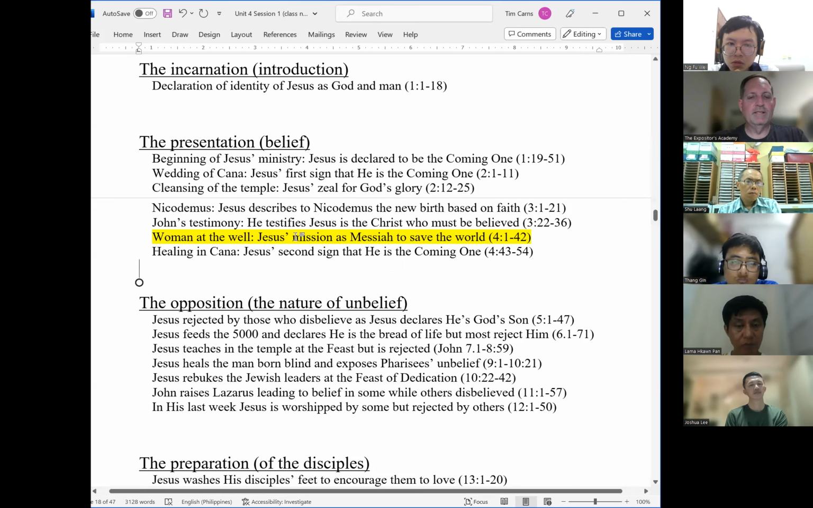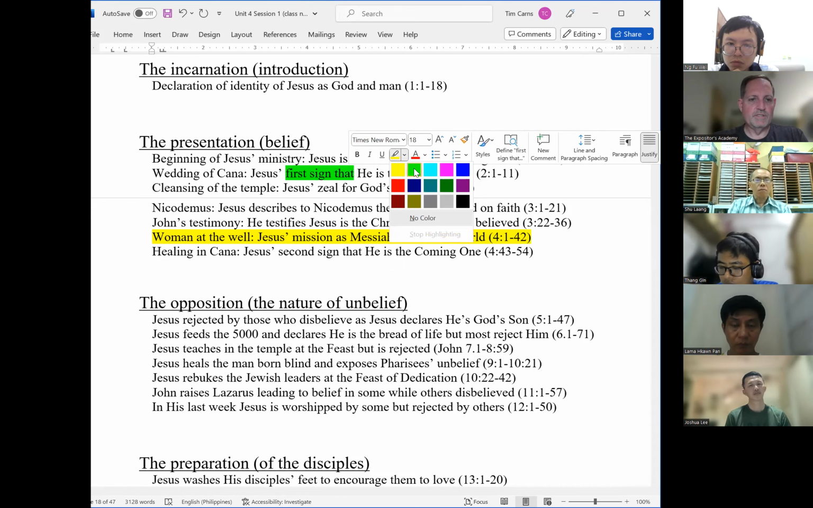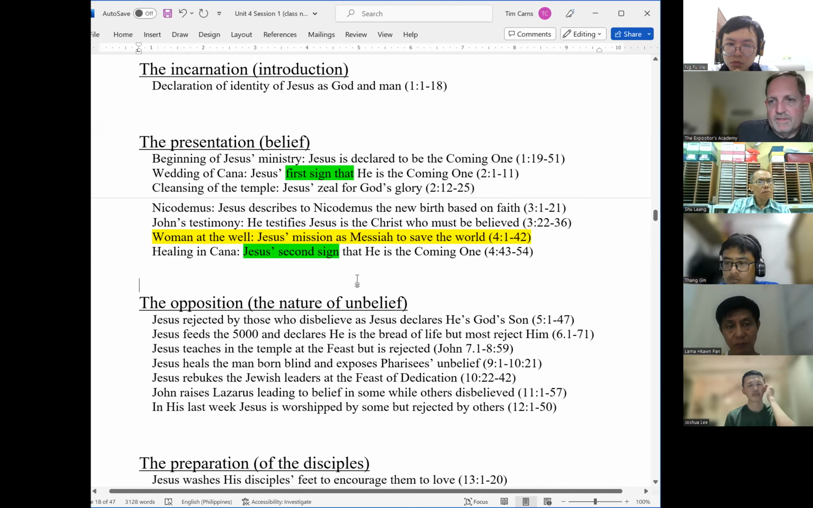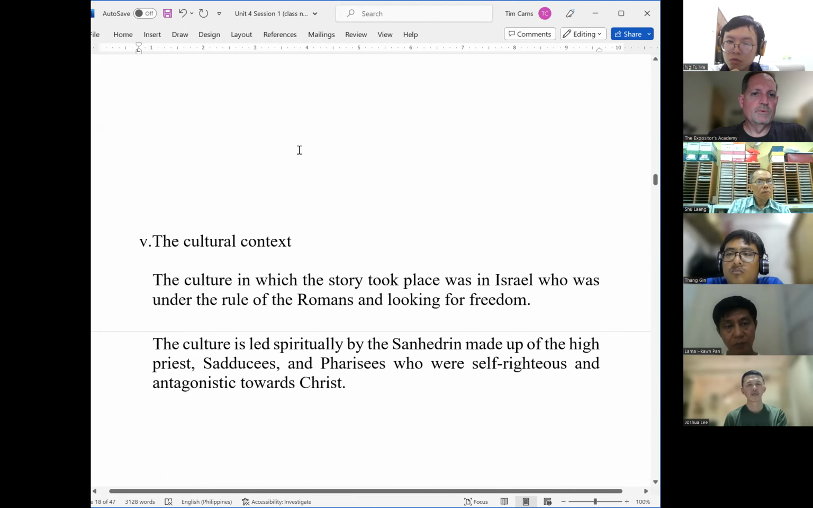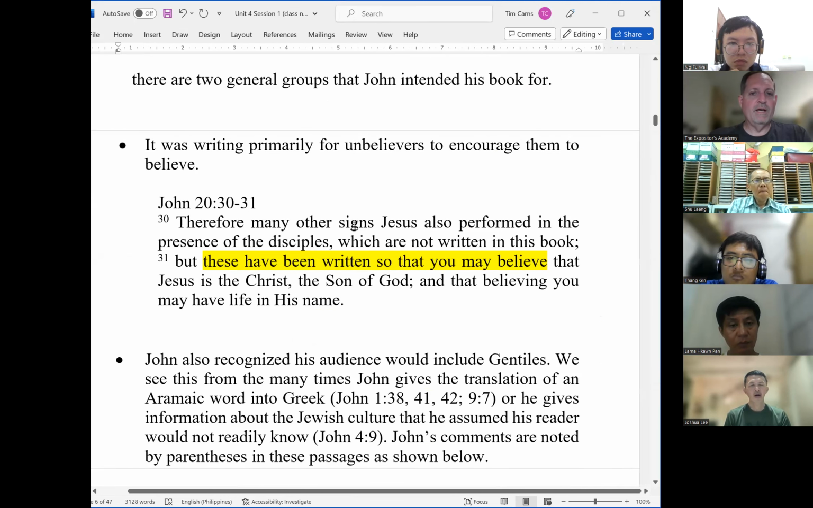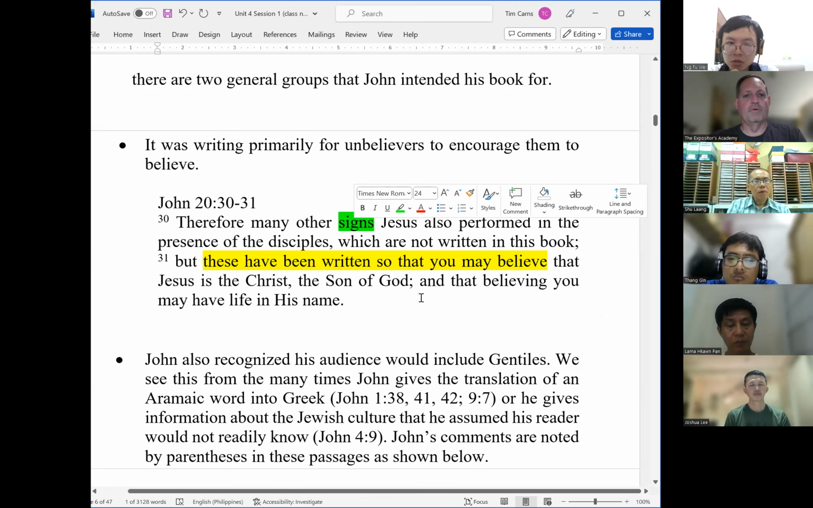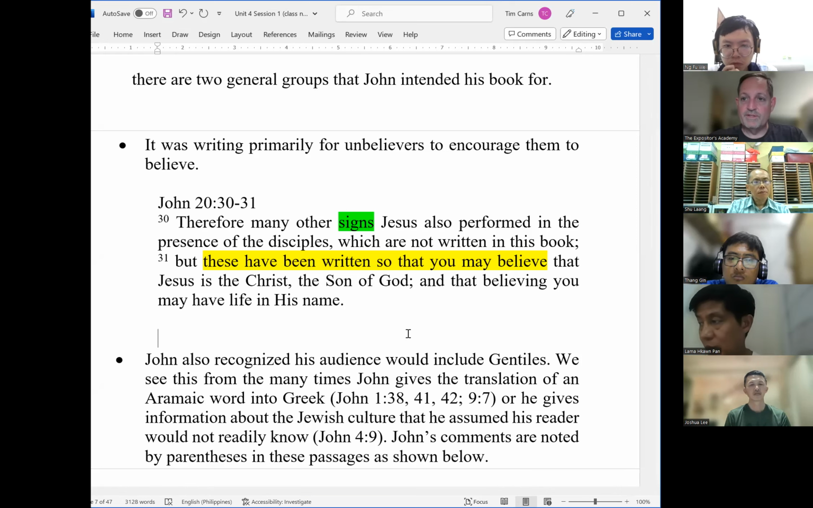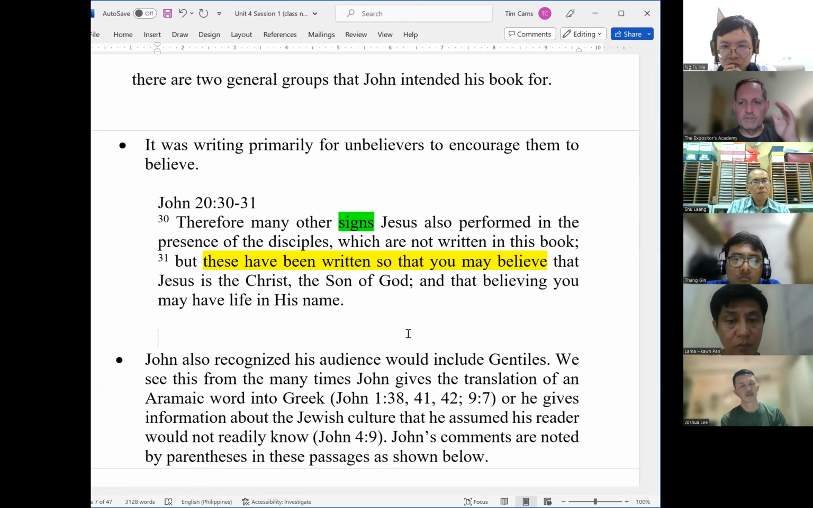And notice it comes between the first sign, who Jesus is, and the second sign. Remember, John said in his purpose statement, where is it here? John says, therefore many other signs, notice, Jesus performed in the presence of the disciples, which are not written in this book. But these, what are these? Signs that Jesus performed have been written so that you may believe he is the Christ, the Son of God, and believing you may have life in his name.